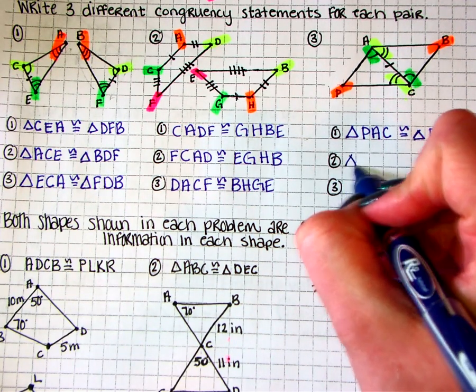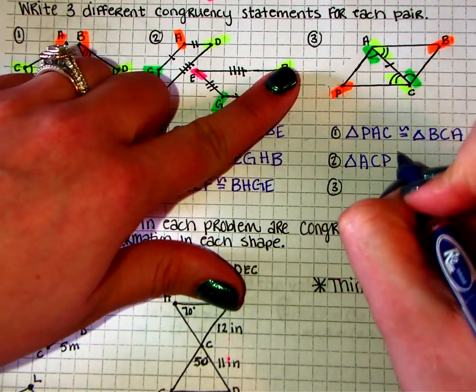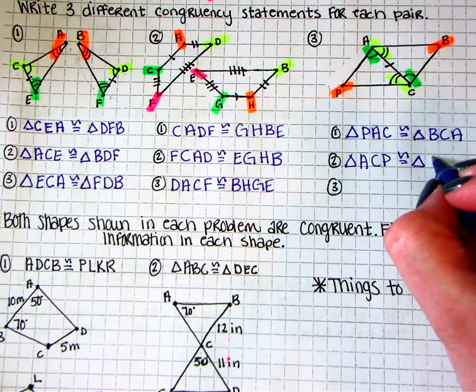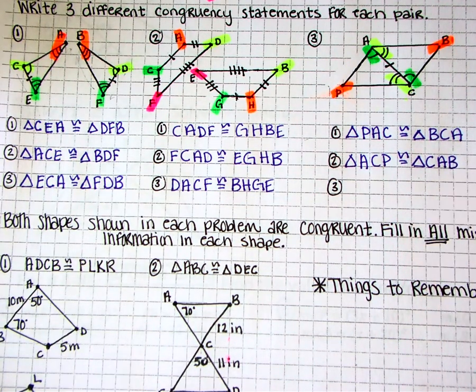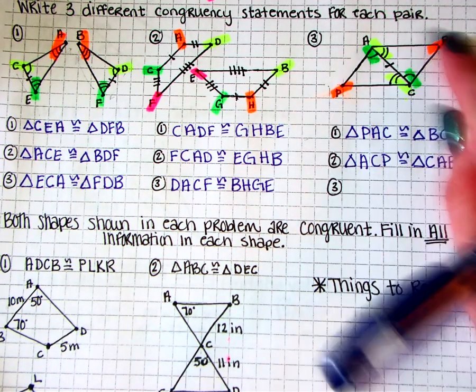All right, let's try another. So triangle ACP is congruent to triangle CAB. So notice we just went green, yellow, orange, green, yellow, orange.